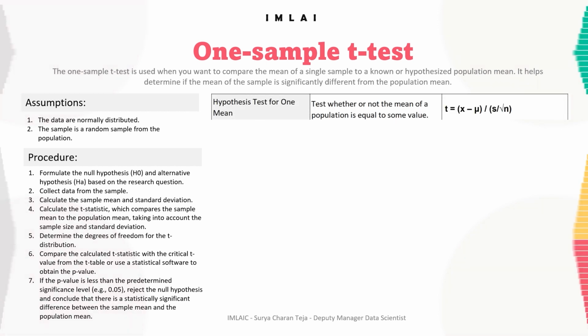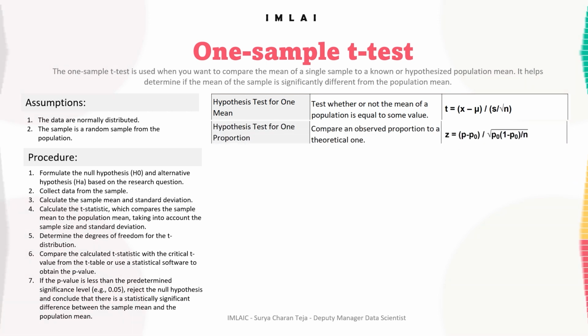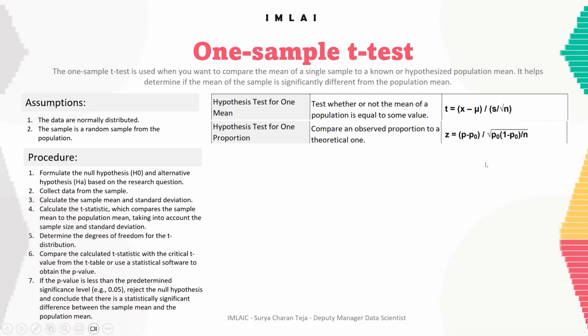If you do a hypothesis test for one mean, then to calculate the observed t statistic, it equals x minus mu divided by s divided by square root of n. It's similar to the z score. And if it is for the proportion, comparing an observed proportion to a theoretical one, then we'll have p minus p naught divided by square root of p naught multiplied by 1 minus p naught divided by n. So p is the observed proportion and p naught is the hypothesized population proportion.